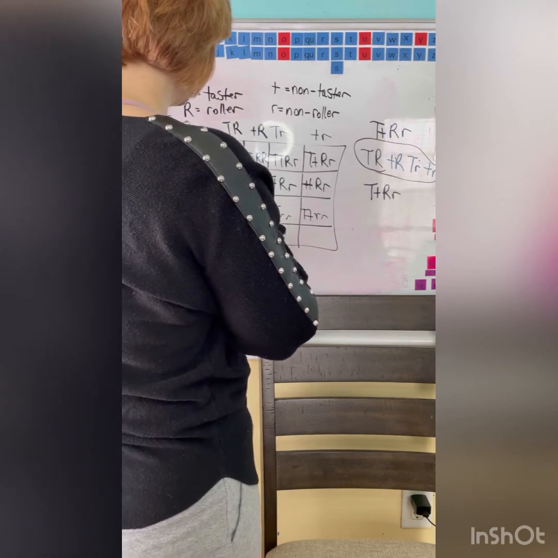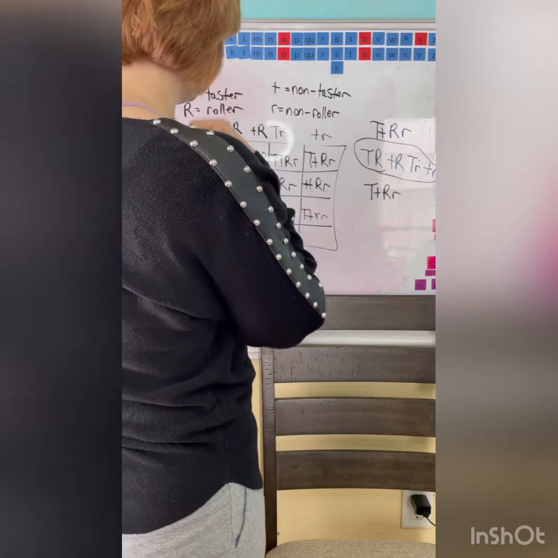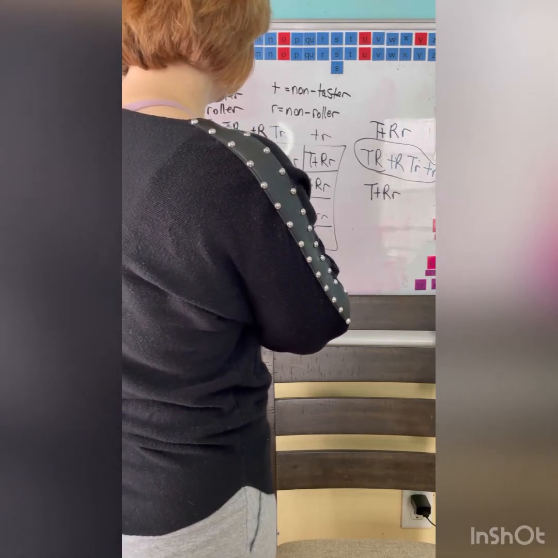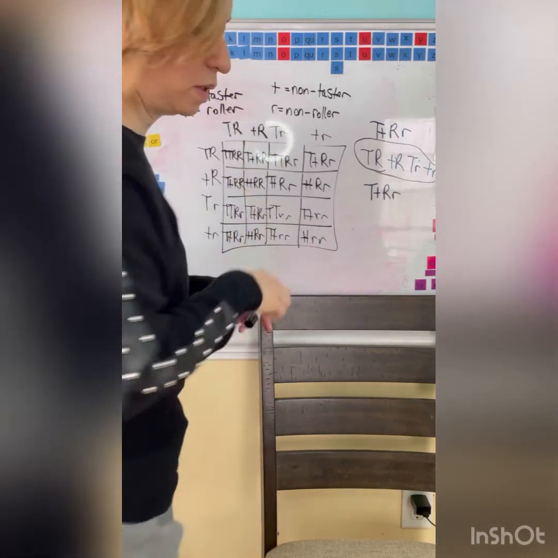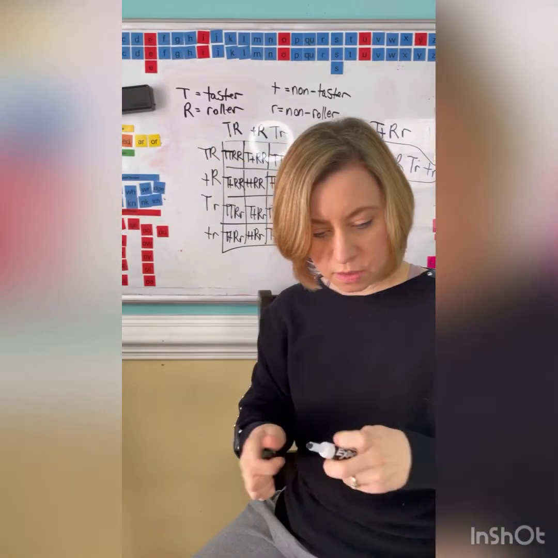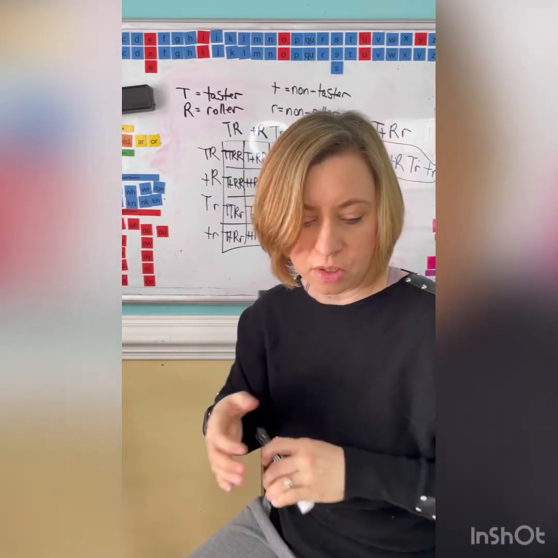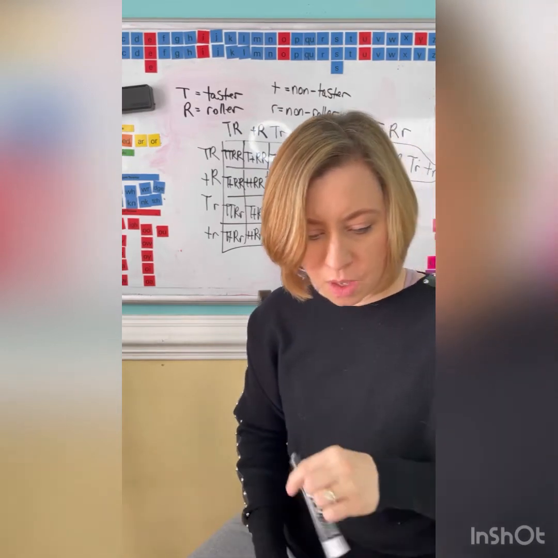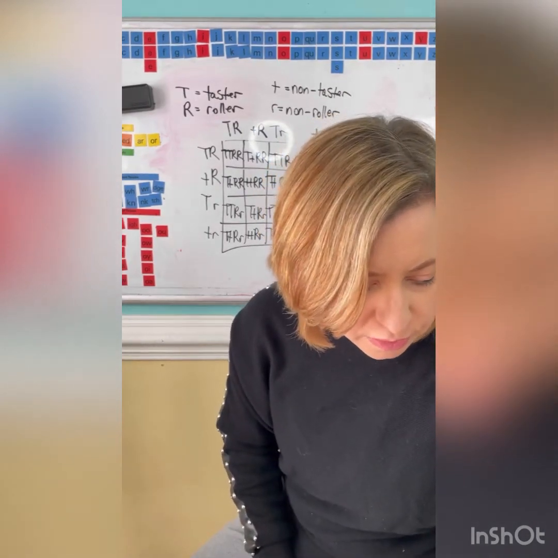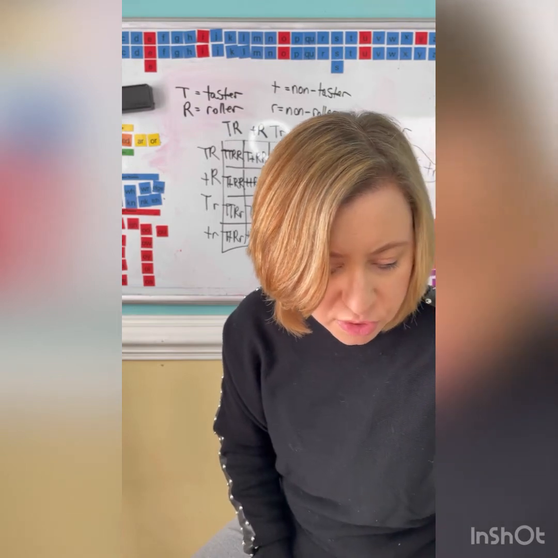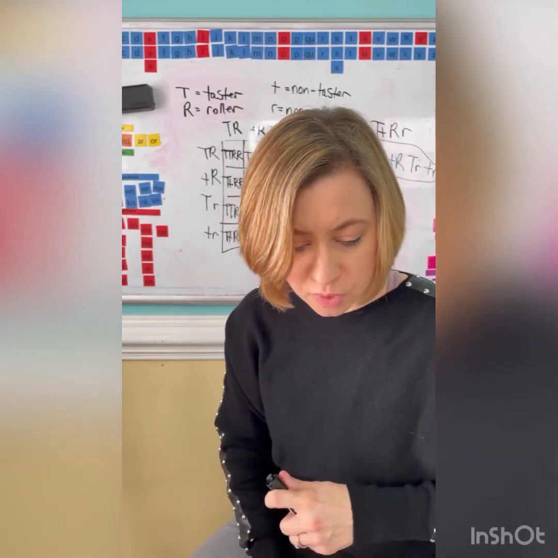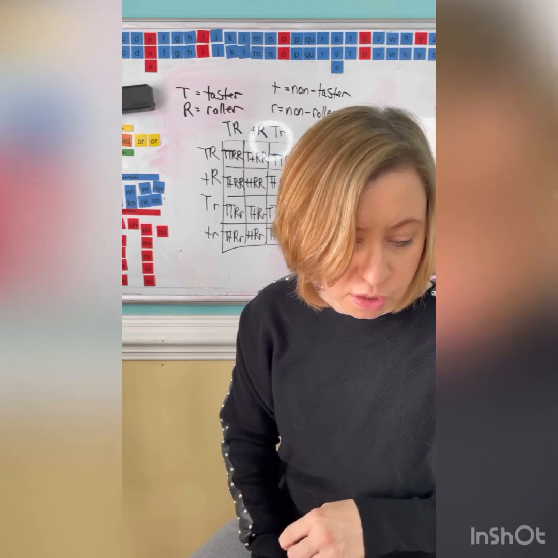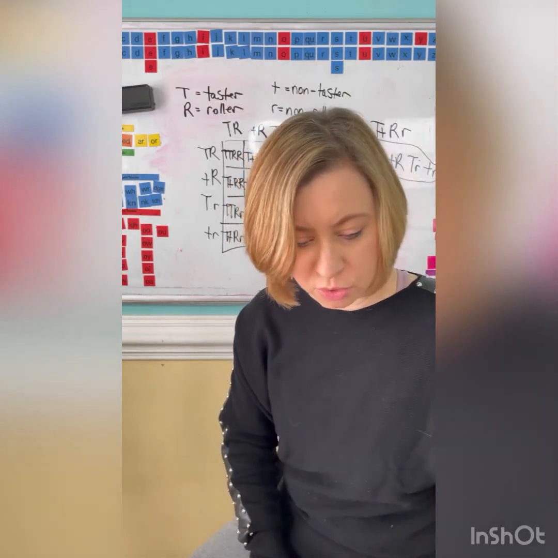These are time consuming, but it's important that you get everything in there so you can figure out all of the percentages. That's part of the test, is you're going to have to tell the percentages. Okay, so the question is, indicate the percentage chance of producing each of the following: roller taster, roller non-taster, non-roller taster, and non-roller non-taster.